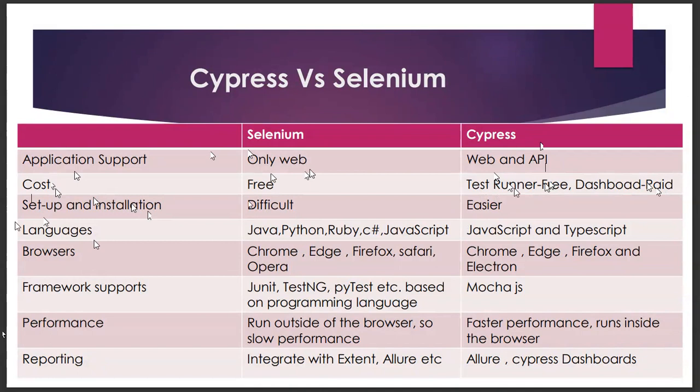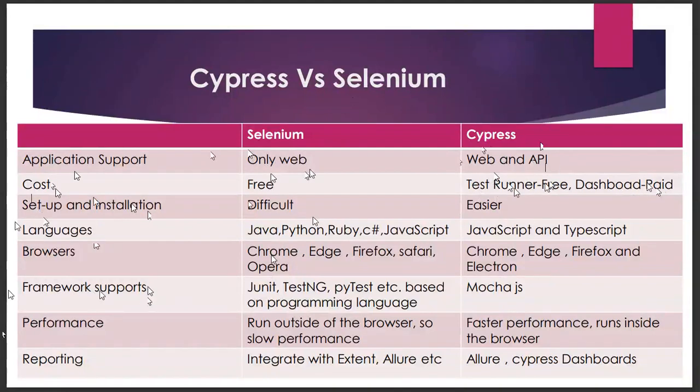Languages supported by Selenium are Java, Python, Ruby, C Sharp, and JavaScript. But Cypress has the only limitation that it works only with JavaScript and TypeScript. If I talk about the browsers, Selenium uses Chrome, Edge, Firefox, Safari, and Opera. Cypress uses Chrome, Edge, Firefox, and Electron.